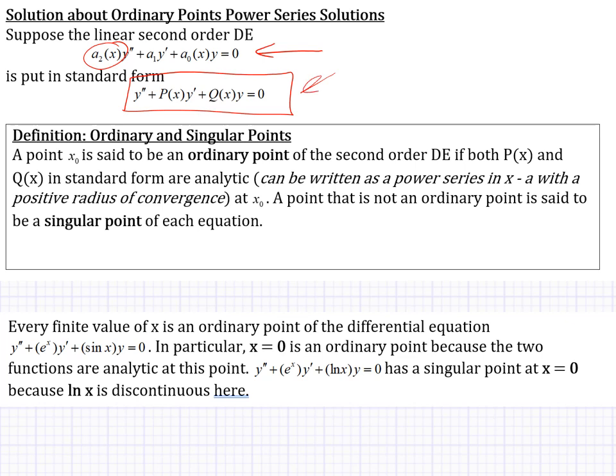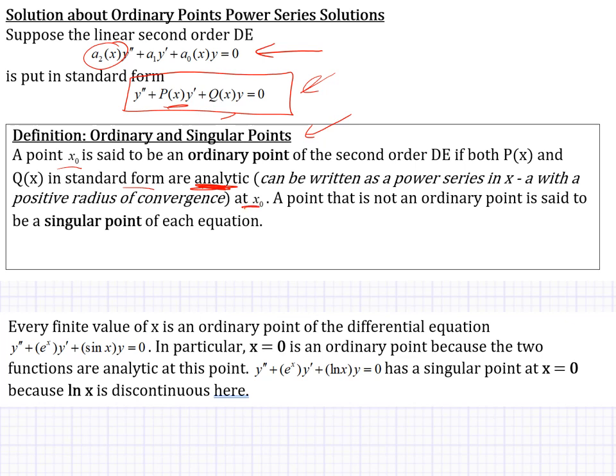Now there were a couple of things I talked about before that we really need to dive into. It's when can we come up with a power series solution, and what should the center of that power series solution look like, and that revolves around this concept of ordinary and singular points. So this says a point x sub 0 is said to be an ordinary point of the second order differential equation if both p of x and q of x in standard form, so we're talking about these here, are analytic.